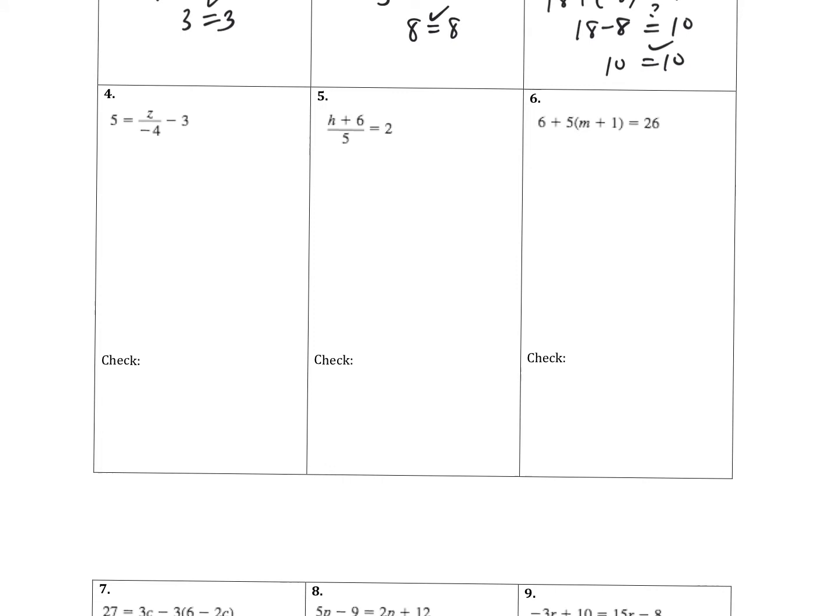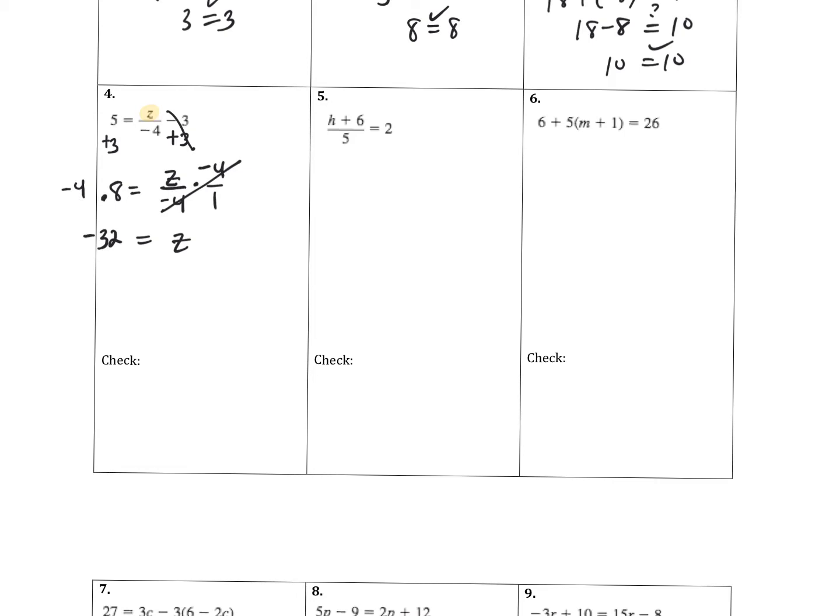All right. For question 4, you want to get z by itself. So on the right-hand side of the equation, we're going to start with the term furthest away from z and move it over. So in order to get rid of that negative 3, we're going to add 3 to both sides. This goes away. 5 plus 3 is 8 equals z over negative 4. Negative 4 is attached to z by division because we say z divided by negative 4. So we're going to do the opposite, which is multiply by negative 4 on both sides. These cancel out, and I get z equals 8 times negative 4, which is negative 32.